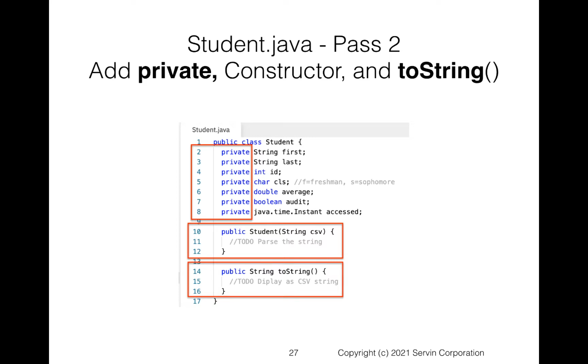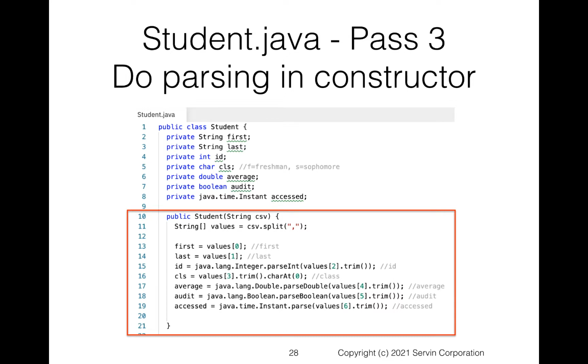We also are going to have at line number 10 a constructor. And notice for the constructor, for a student in this case, we're going to pass into it a string, and the string will be CSV. So we'll pass that into this. Also notice at line 14, we know that all objects, all classes inherit from the object class. So we're going to override, in this case, the toString method so that we can output information.